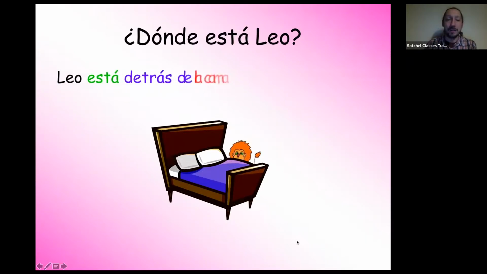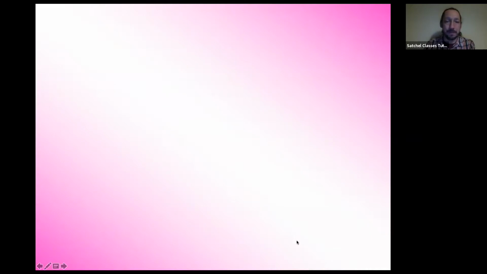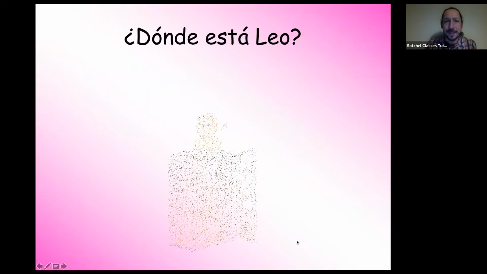Leo está detrás de la cama. Keep an eye on those colors. We have green, purple or blue, and red. ¿Dónde está Leo?